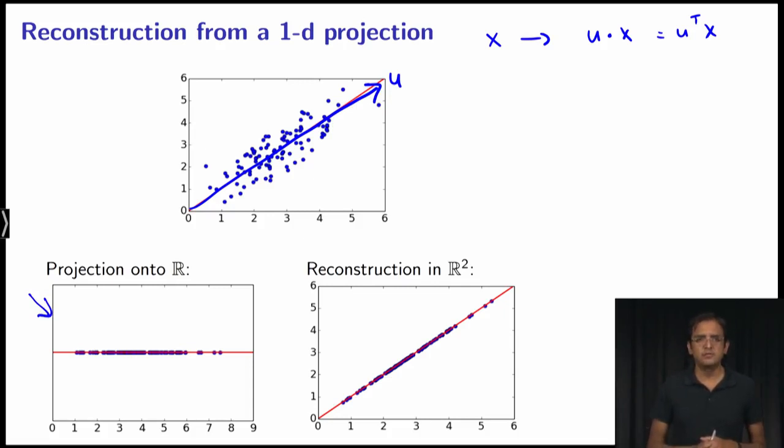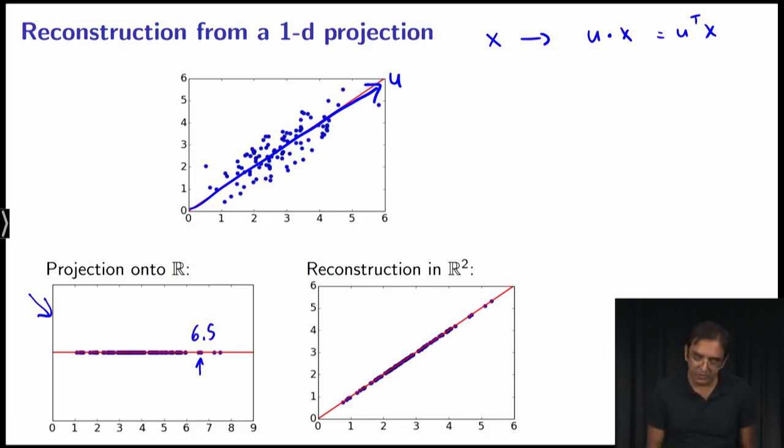Now we want to reconstruct. How do we do that? What reconstruction do we use for this point, for example? That point has a value of 6.5. That's just a single number. How do we reconstruct it in 2D?